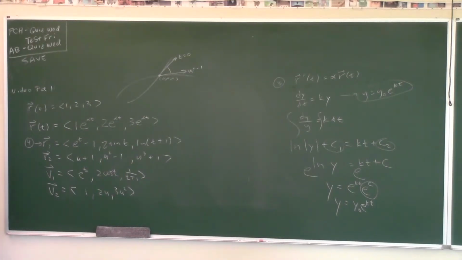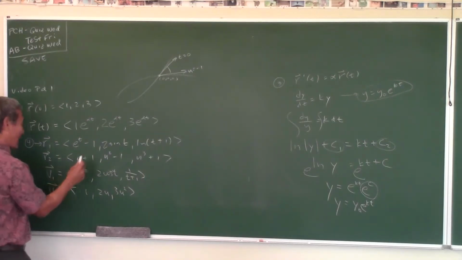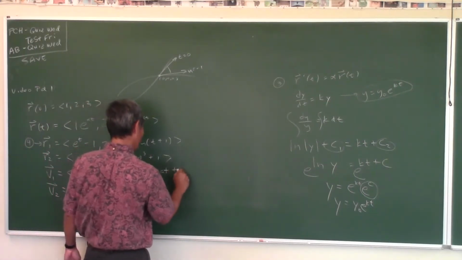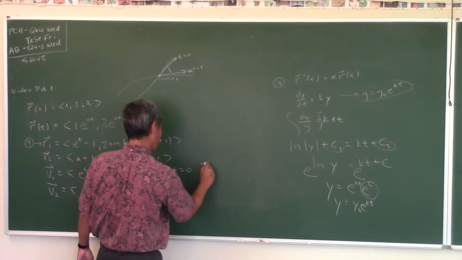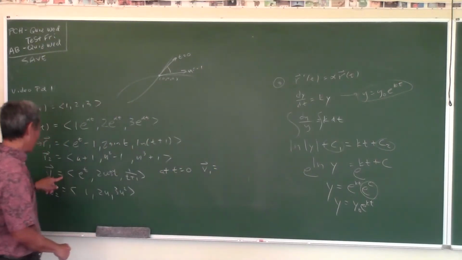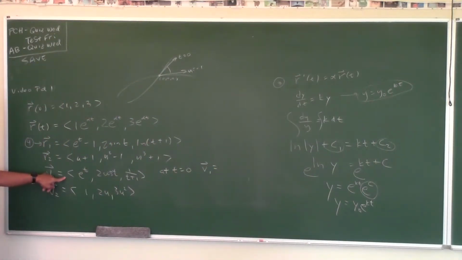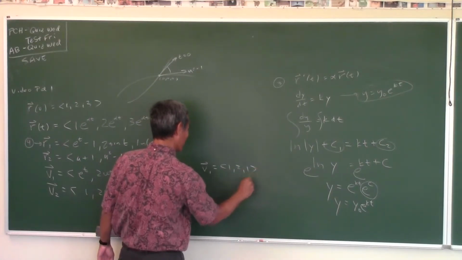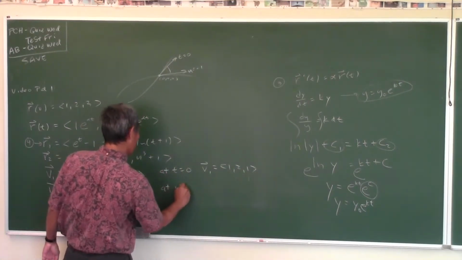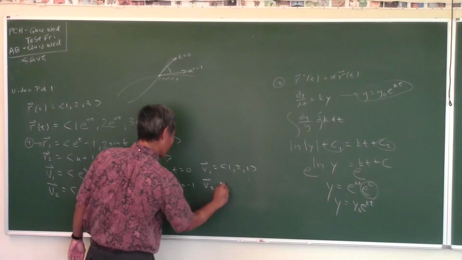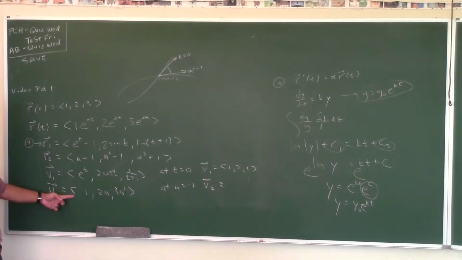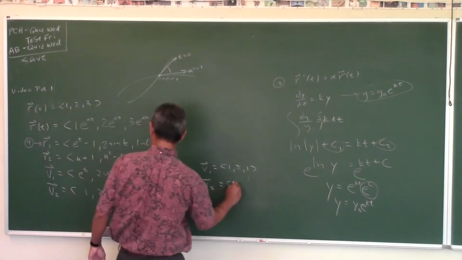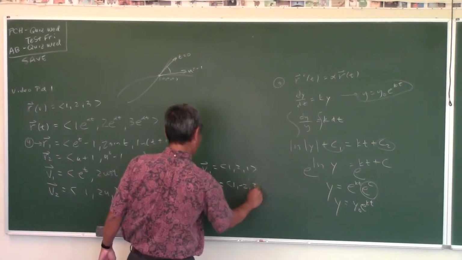So now we got the times, if you think of u as time. At t equals 0, what is the velocity vector going to be? Plug in 0. 1, 2, 1. And then at u equal to -1, the second velocity vector, what happens when you plug in -1? You're going to get 1, -2, 3.